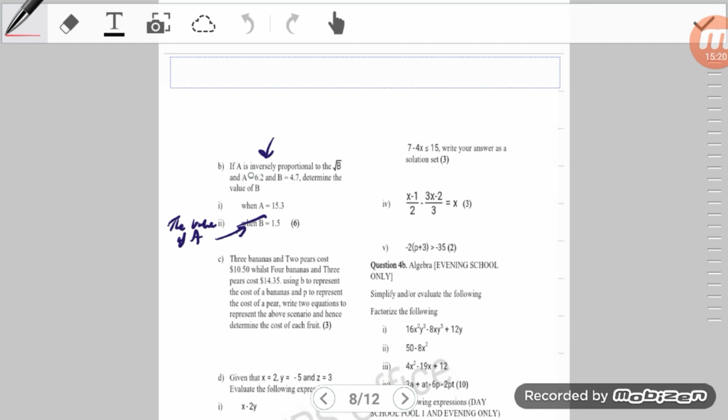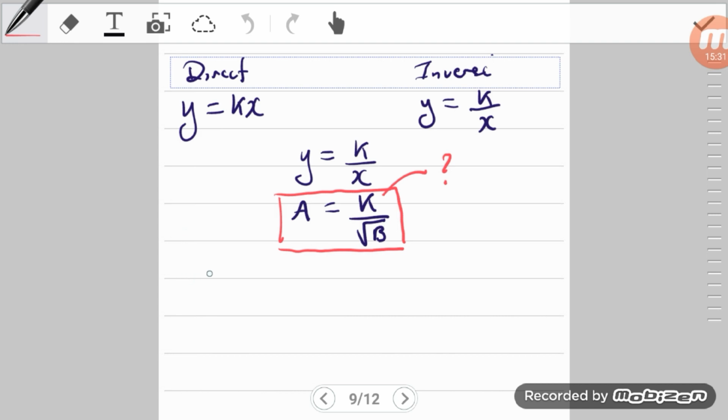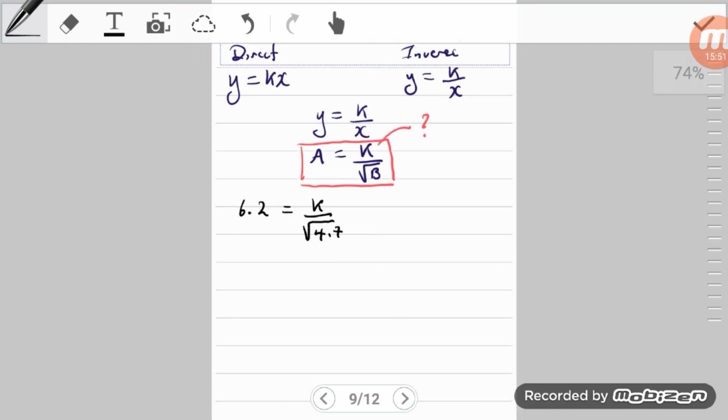All right. So since we are told that A is 6.2, we know that we could set up an equation here. We could say that 6.2 is equal to k divided by the square root of, I believe it was 4.7. I found that a lot of my students wrote down the correct formula, but they didn't write down the reconstructed formula. A lot of my students wrote that A is equal to k over B. They didn't write the square root, and that automatically caused them to get the questions incorrect.